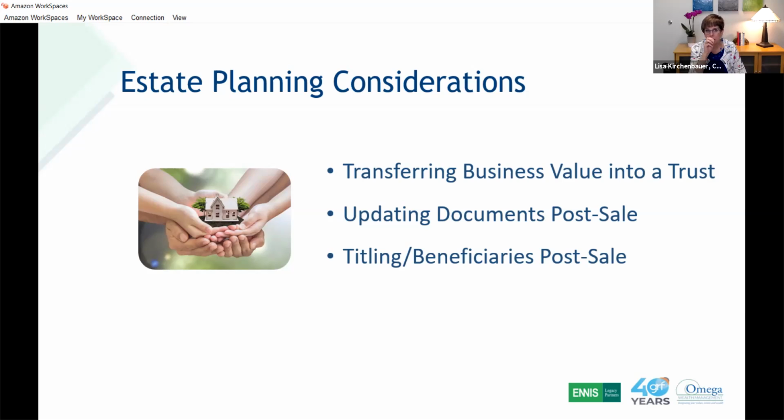So there's absolutely planning to be done prior to sale to get some opportunities maybe for saving money on either income taxes or estate taxes.